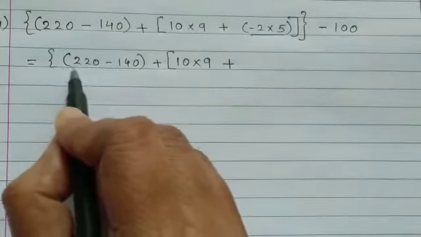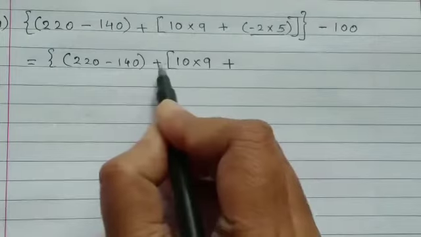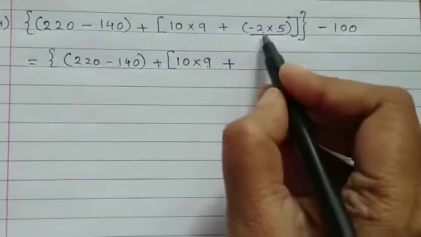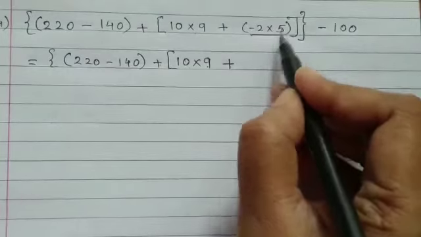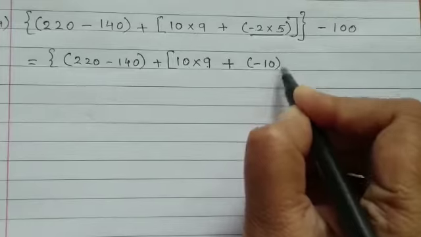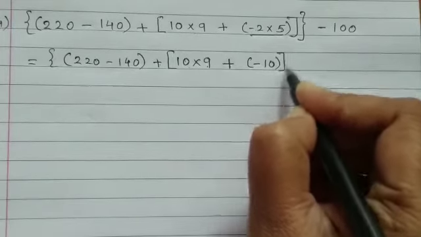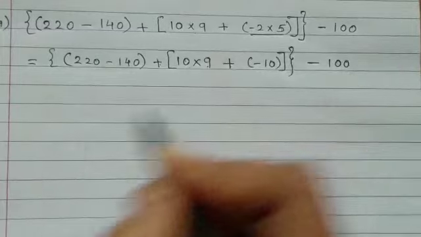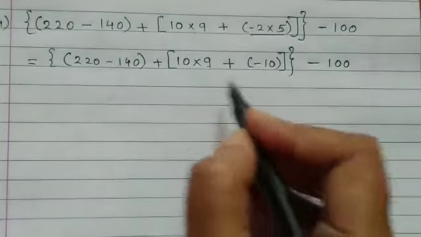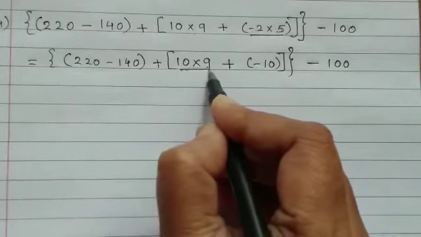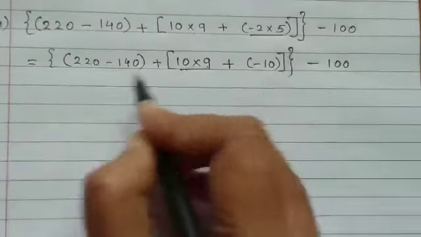So this remains as it is, 220 minus 140 plus 10 into 9 and plus minus 2 into 5. Minus 2 into 5 gives you minus 10. And then close both the brackets, minus 100. Now there is a multiplication here, so we will do this multiplication because it is within the curly brackets.